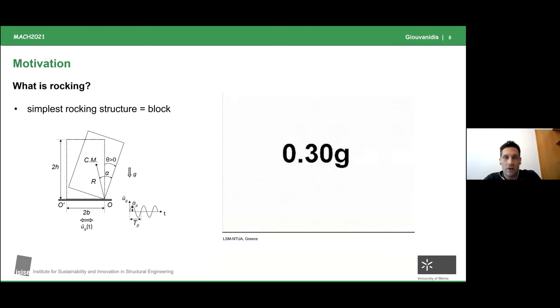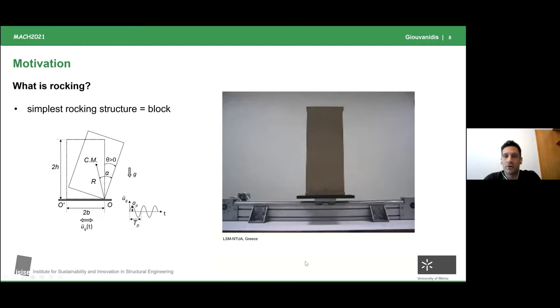Now, what is rocking? For people who are not aware of the term, the simplest rocking structure is a rocking block, a block as we see here. When subjected to a ground excitation, it rocks. And I have a video here for you to visualize what rocking is.